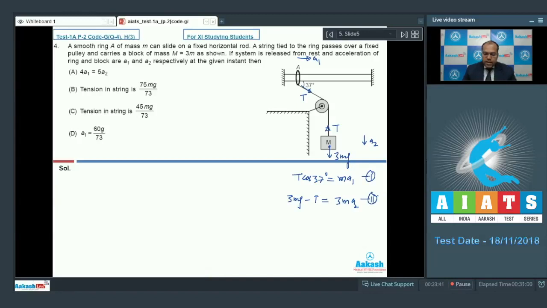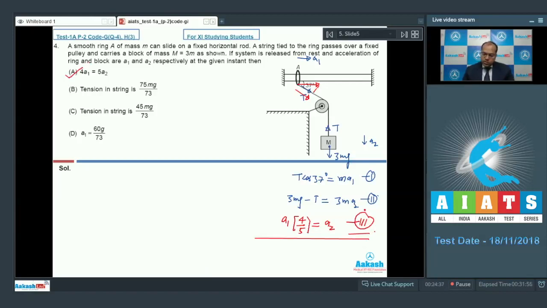So if I write the constraint equation, then acceleration a1 is in this direction. If I take the component of a1 in this direction, then it would be a1 cos 37 degree, that is 4 by 5, and this must be equal to a2. This is my equation 3. So from equation 3 we will get the option A. So option A is the correct answer.